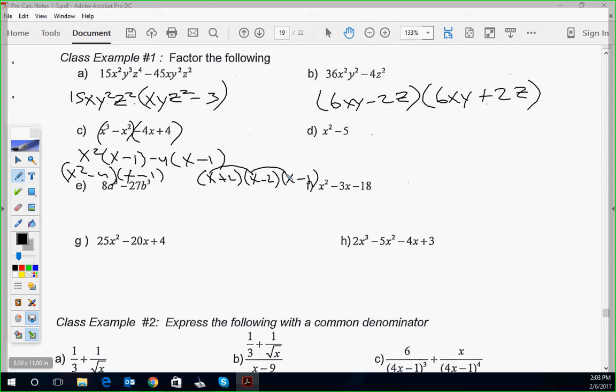Okay, D, can't factor it. I won't waste your time. It's not factorable. You could solve it if you wanted to, set equal to 0 type of deal, but it's not factorable.